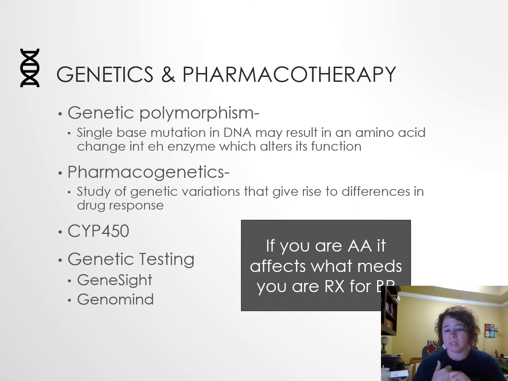One is called GeneSight. GeneSight is a specific test that Medicaid actually pays for in order to determine what is the absolute best antidepressant for a patient to be placed on. So you do the test, it comes back and it says the most pharmacological benefit based upon your DNA profile is going to be X, Y, or Z. And then for me as a family nurse practitioner, that tells me what to be doing.